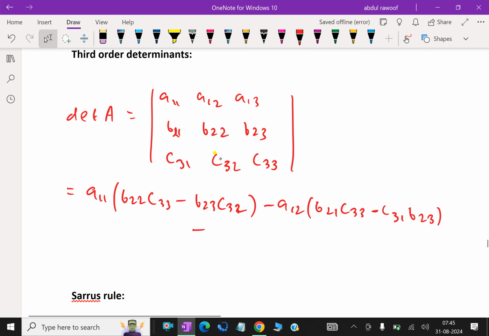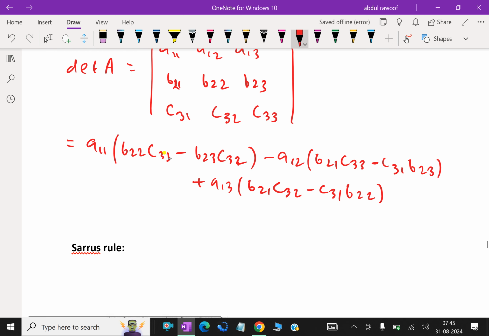Then with adding of A13, we have to write A13 into, that is, A13 is that element here. This row and this column removed and here is this minor, B21 into C32 minus C31 B22. Then simplify this, that is, open the bracket and simplify.